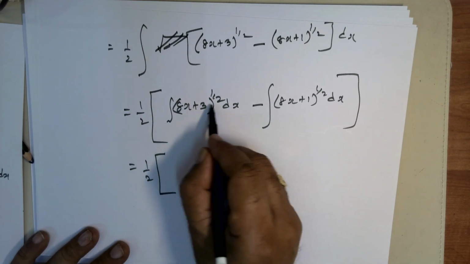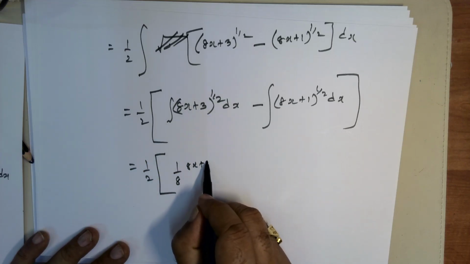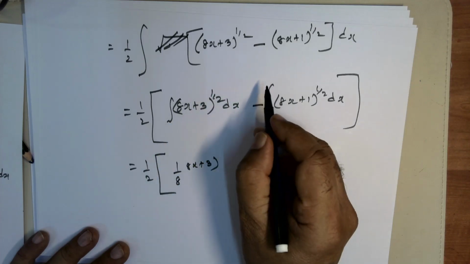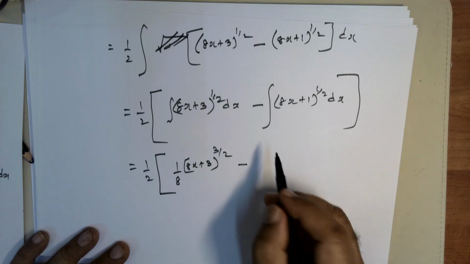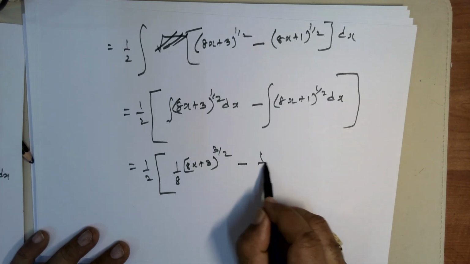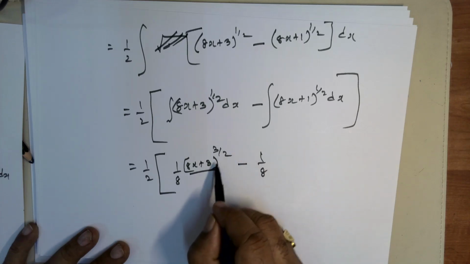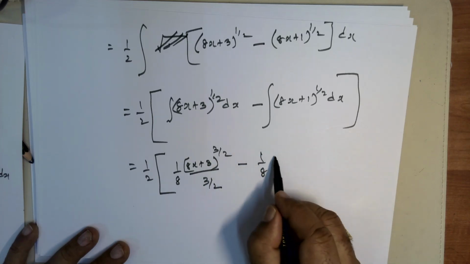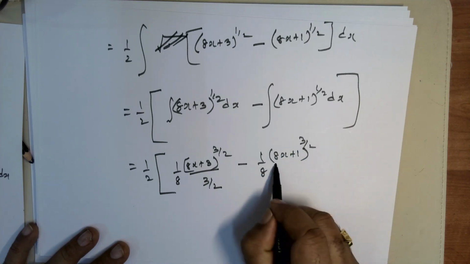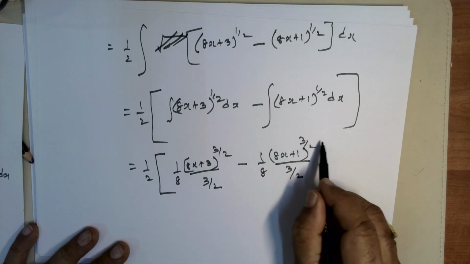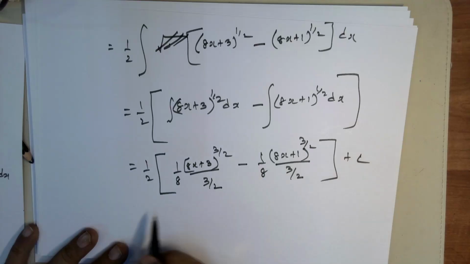So for 8x, 1 by 8. And (8x plus 3) power 1 by 2 plus 1, that is 3 by 2. And this one minus. What about this? Same, 1 by 8, 1 by 8, and 3 by 2. Similarly here, (8x plus 1) whole power 3 by 2 divided by 3 by 2, and then close, plus c. Now we have integrated, and that's why I put c.